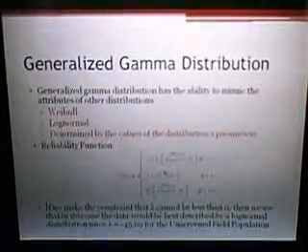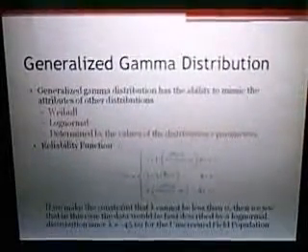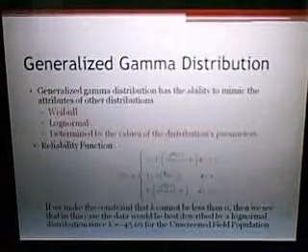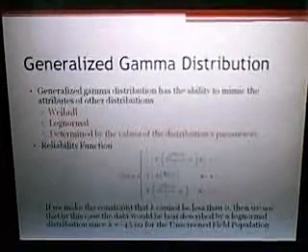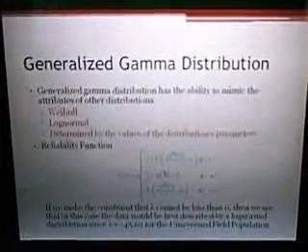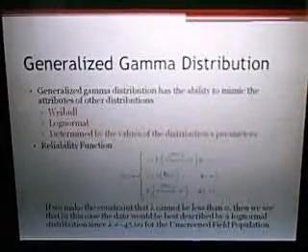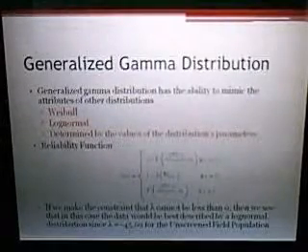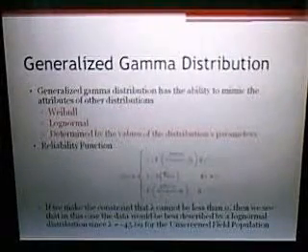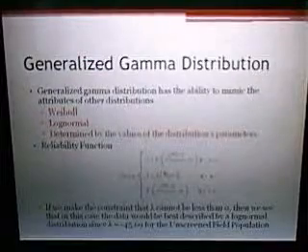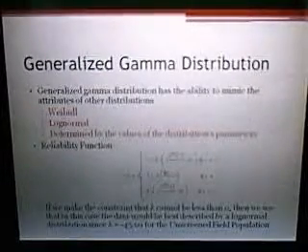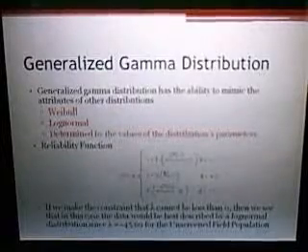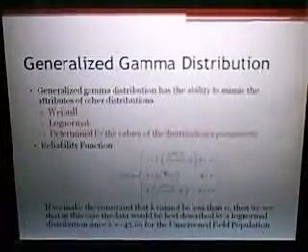Now, the generalized gamma distribution was not a distribution that was studied during this course, so we embarked on some further research and we found that the generalized gamma distribution has the ability to mimic attributes of other distributions, such as Weibull and log normal. Which distribution it mimics is determined by the values of the distribution parameters for the G-gamma distribution. The reliability function is described below.